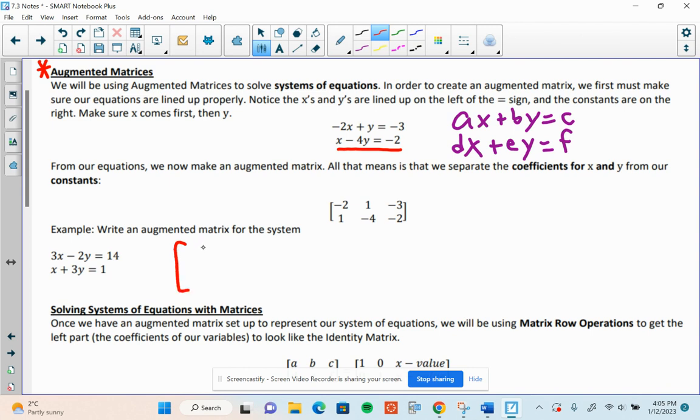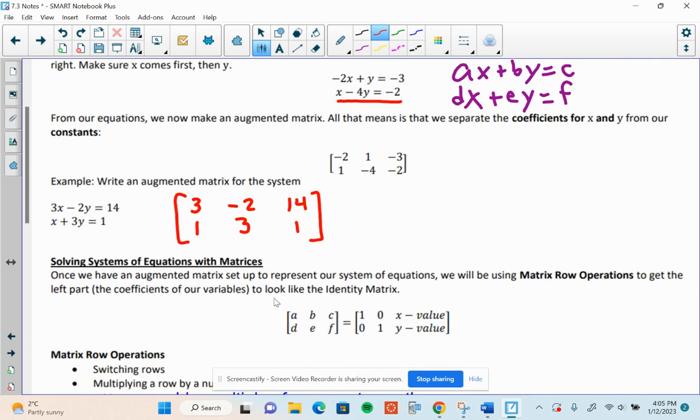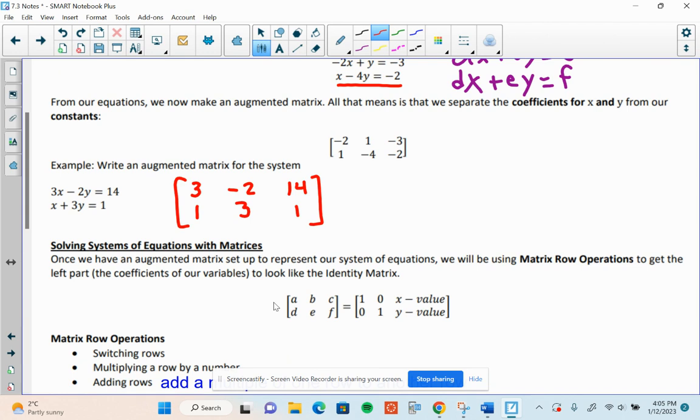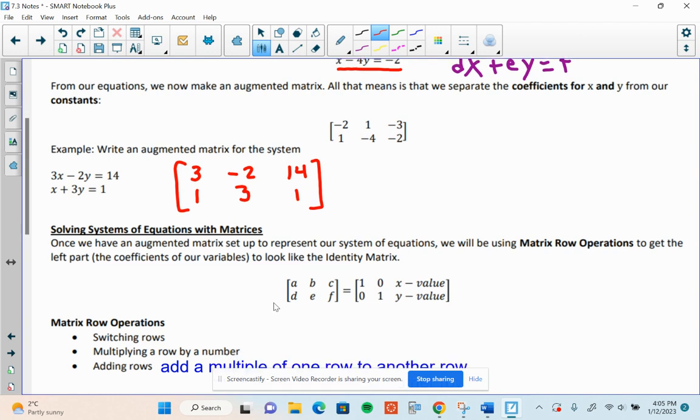So you can either do column by column, or you can do what I do and put them in one row at a time, because each row represents an equation. So there's 3x minus 2y equals 14. And there's 1x plus 3y equals 1. And we're done. It's just that simple. So that augmented matrix represents the system of equations. We don't write the variables and we don't write the equal signs. We only write the coefficients and the constants inside the matrix.